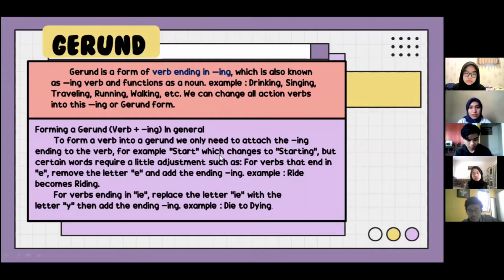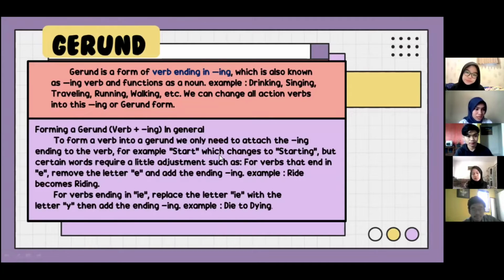Yes, here I will explain about the gerund. Gerund is a word that is a verb ending in ing, which is also known as ing verb and functions as a noun. Example: drinking, singing, traveling, running, walking, etc. We can change all activity verbs into this ing or gerund form.